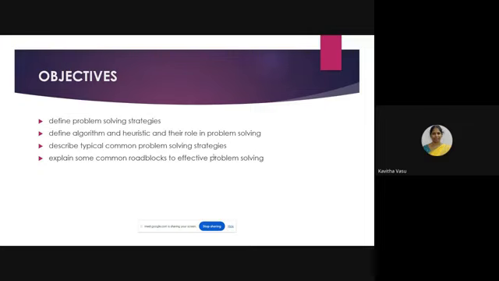Describe common strategies means get familiar with typical problem-solving strategies like trial and error, means-end analysis, etc. We will discuss it later. Identify roadblocks, or recognize common obstacles that can hinder effective problem solving.